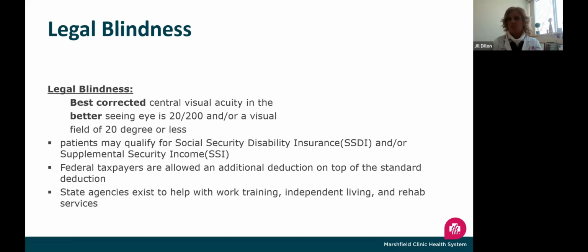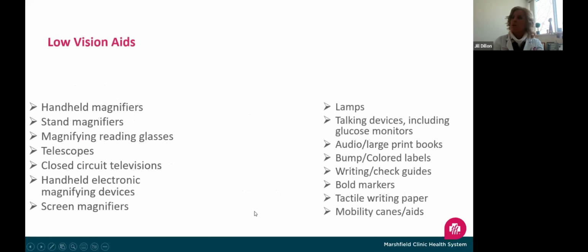There also are state agencies. So if we have somebody at a younger age that's still trying to work, there's state agencies that will help people with work training who qualify as legally blind. And again, we talk about just some things with folks who are struggling with their vision and some different low vision aids, such as magnifiers and telescopes, check writing guides.